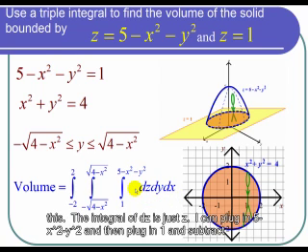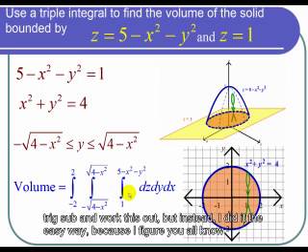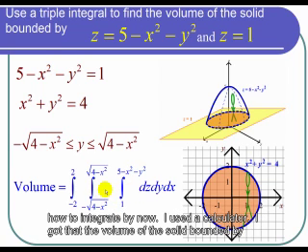Now I could integrate this. The integral of dz is just z. And I can plug in 5 minus x squared minus y squared, and then plug in 1 and subtract. And then I can integrate what I get from negative the square root of 4 minus x squared to positive the square root of 4 minus x squared. Then do some trig sub and work this out. But instead, I did it the easy way out because I figure you all know how to integrate by now, and I used a calculator.